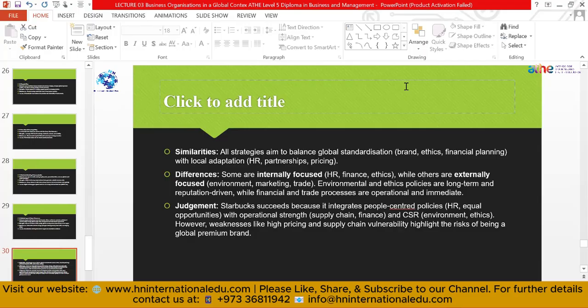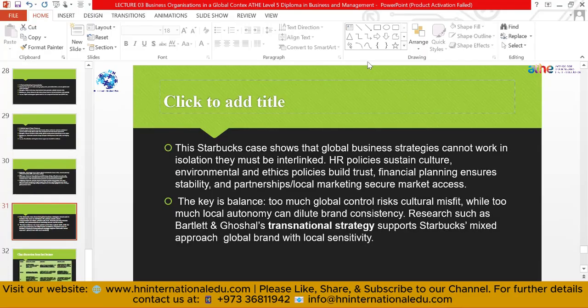Judgment: Starbucks succeeds because it integrates people-centered policies, HR and equal opportunities, with operational strength, that is supply chain and finance, and CSR. So three things in common which we are actually following: the first is people-centered policies, then operational strength, and CSR. However, the bad points could be high pricing and supply chain vulnerability, which highlight the risk of being a global premium brand. And this is the only reason why people are crazy about this brand.